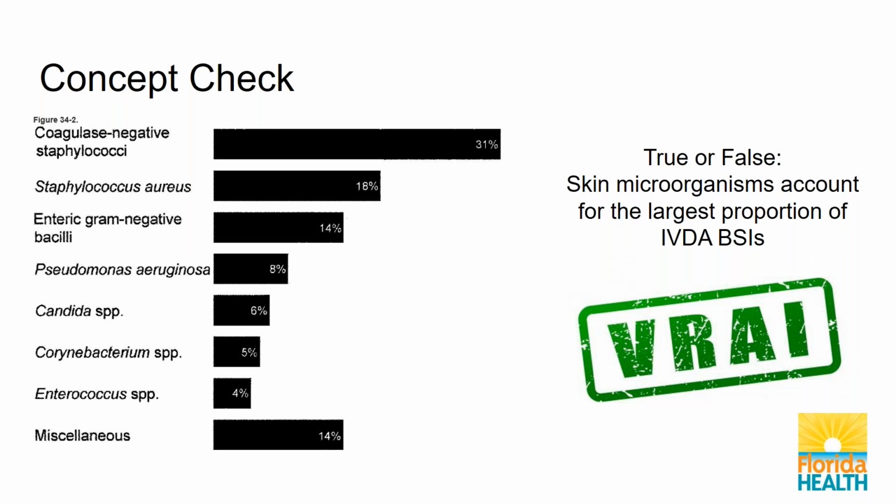And as you can see here, it's going to be your skin microorganisms that are going to account for the largest proportion of intravascular device-associated BSIs, which is why it is absolutely important that you're abiding with your bundles and that you're abiding by all of those different measures.